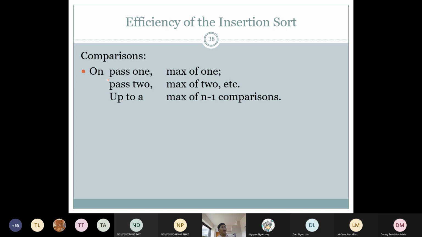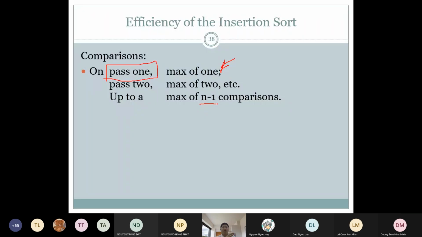So for the first iteration, the maximum number of comparisons is 1, because in the first iteration we just insert one item into an array of one element. We have to compare one time. For the second iteration, we have 2. And up to the end, we have at most n minus 1 comparisons.